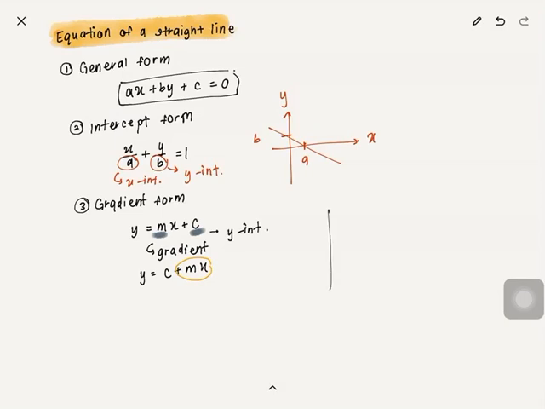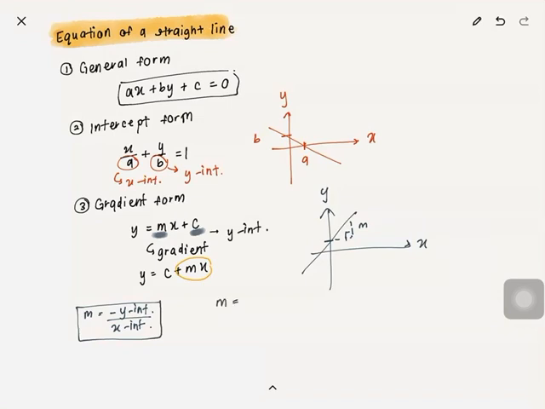So we can represent this in a graph as well. You can draw this. This is the straight line. This will be the y-intercept, and you can draw a triangle here, and this will be your gradient. So the gradient will be equal to negative y-intercept over x-intercept. This is something that you have to remember. Gradient is negative y-intercept over x-intercept.